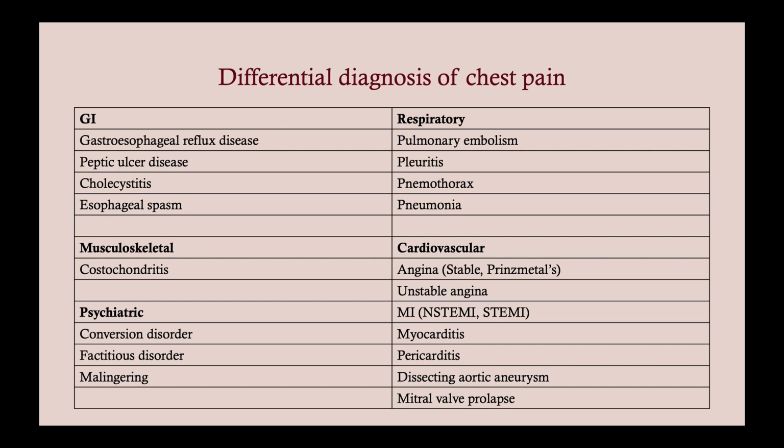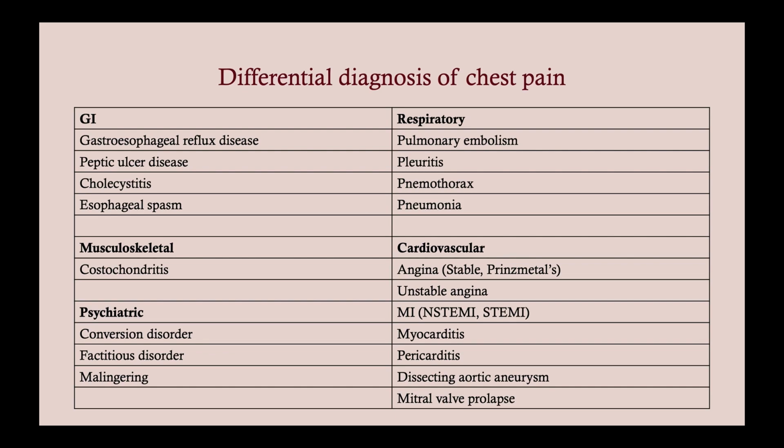Things like conversion disorder, where you essentially have these symptoms that you truly believe that you've got, but they're from a psychiatric origin. Factitious disorder, where the patient's kind of making it up. Often this is in consort with Munchausen syndrome.